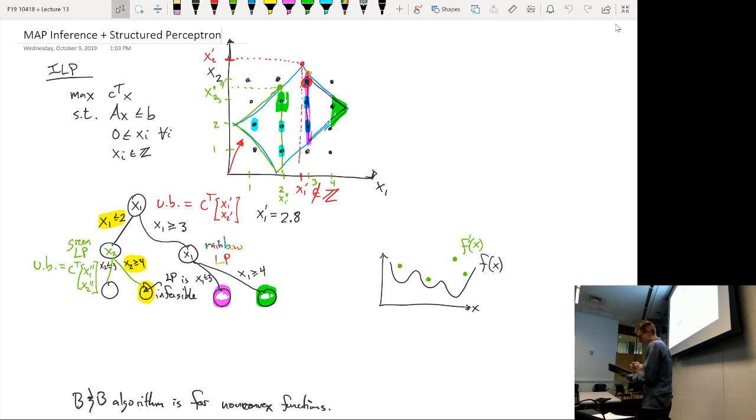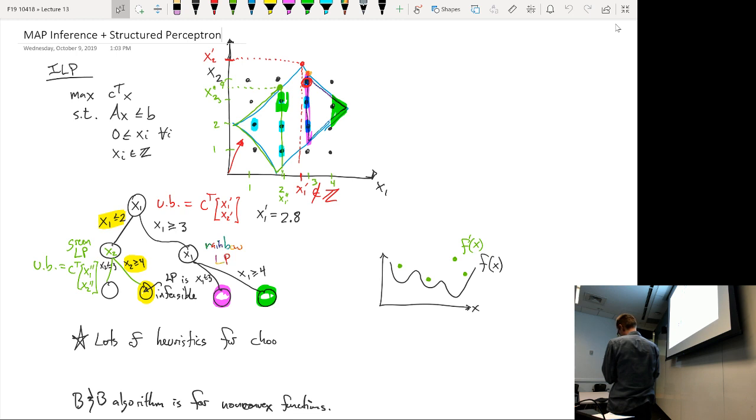So then the remaining question is, how do people actually do all of this? And the answer is lots of heuristics for choosing things like which variable to branch on, and which node to explore next, etc.